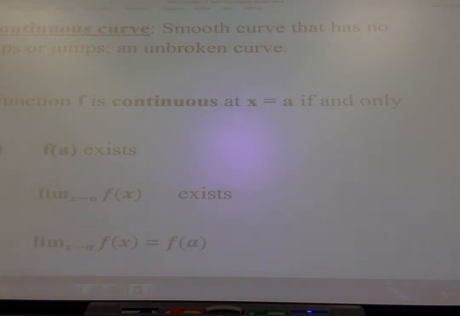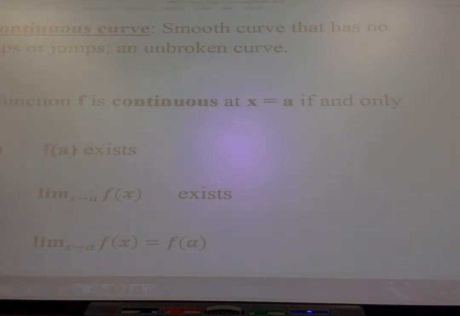No, it has a gap in it. It has a hole. Not continuous. So, that's the definition of a continuous curve. What if I just gave you an equation or a function and I said, is it continuous? It has to meet these three conditions, just like a cookbook, okay? A function is continuous at x equal a if and only if, and look how easy these are.